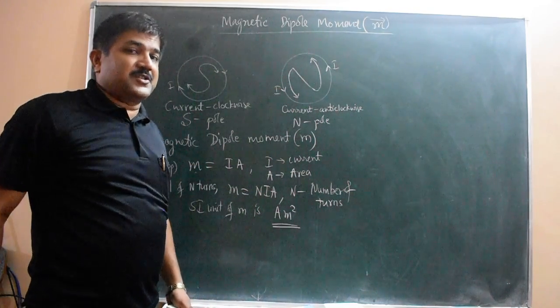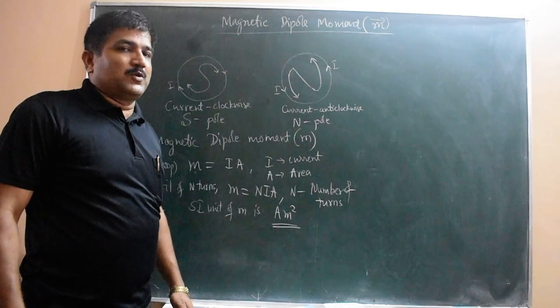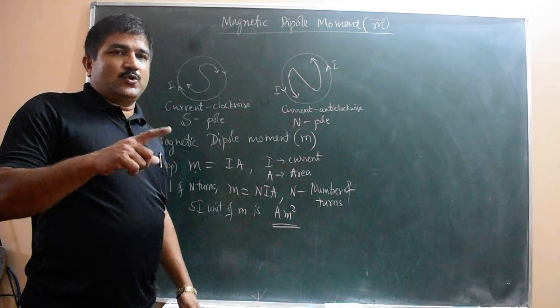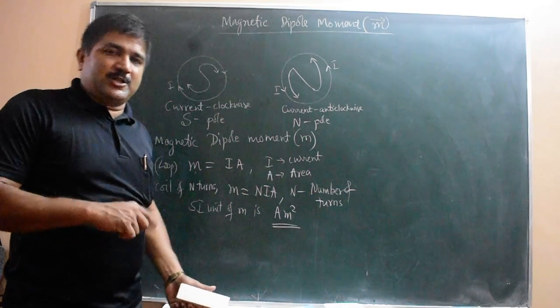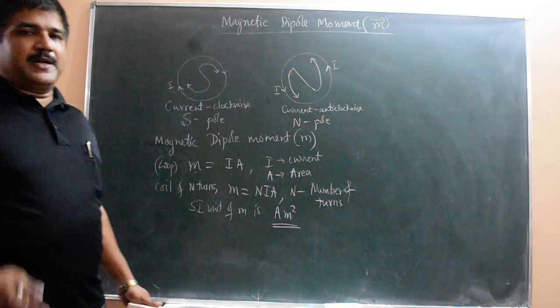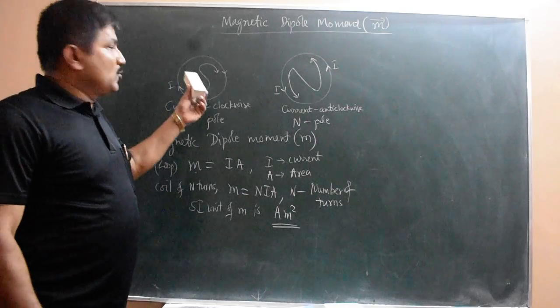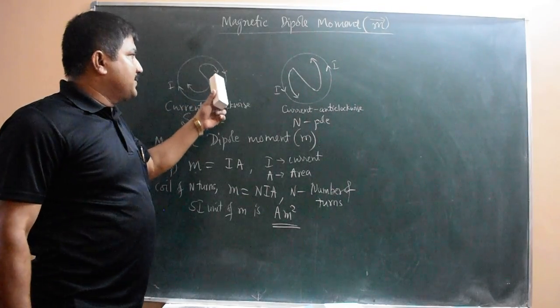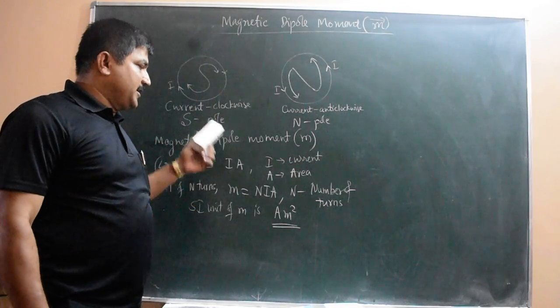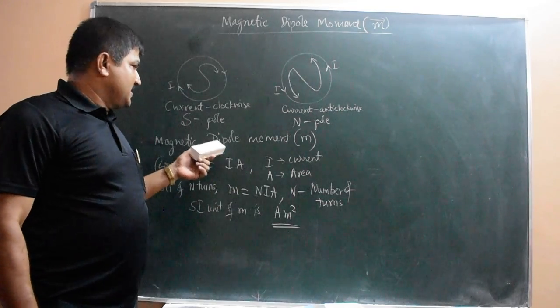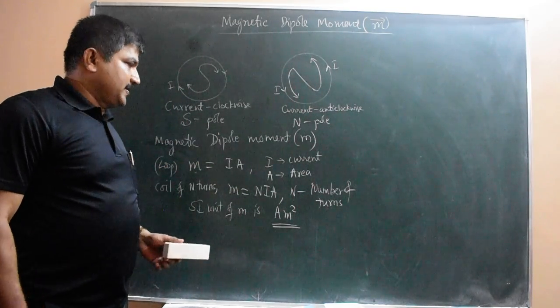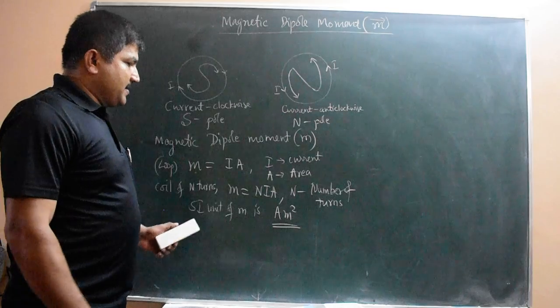For the electric dipole moment, just recall, coulomb into meter is the unit: charge q into 2a, the magnitude of either charge multiplied by the distance between the two charges. Here the dipole moment of a loop is the current flowing in the loop multiplied by the area of the loop. Current into area is called the dipole moment. So ampere meter square is the unit.